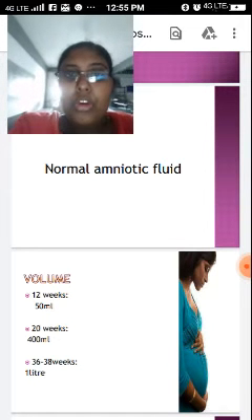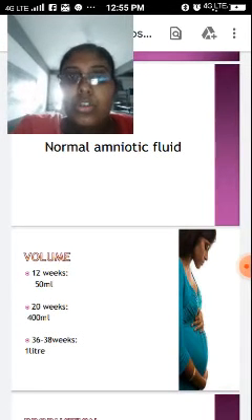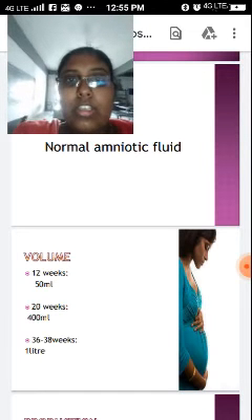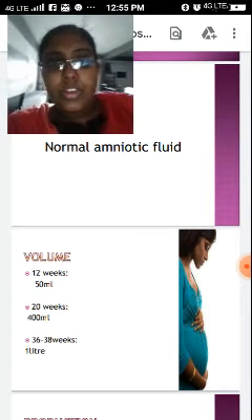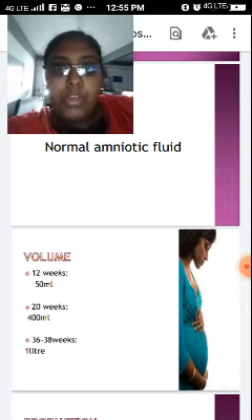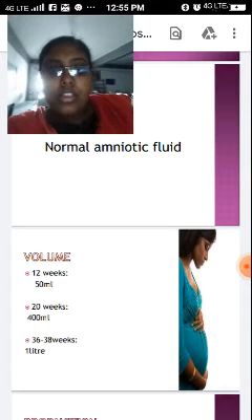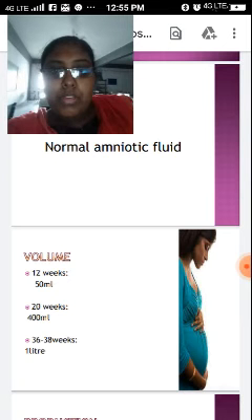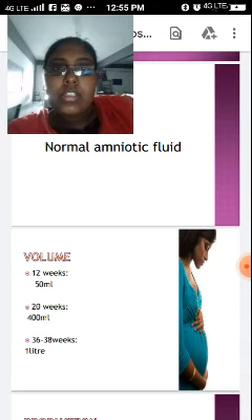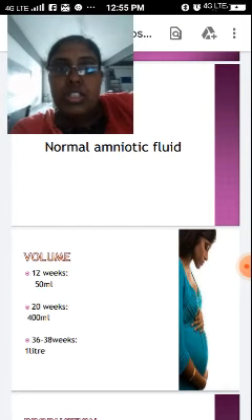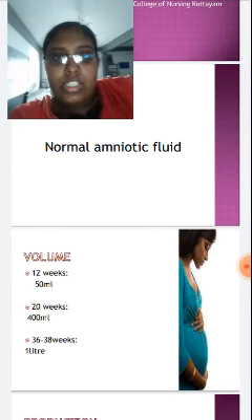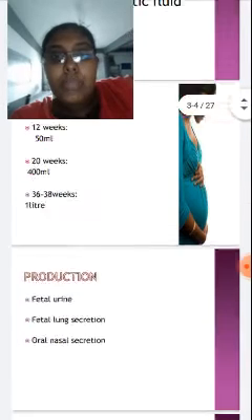Normal amniotic fluid: at about 12 weeks of pregnancy there will be about 50 ml of amniotic fluid. By 20 weeks it will be 400 ml, and by term, that is 36 to 38 weeks of gestation, it will reach about 1 liter. So this is the amount of amniotic fluid during pregnancy.